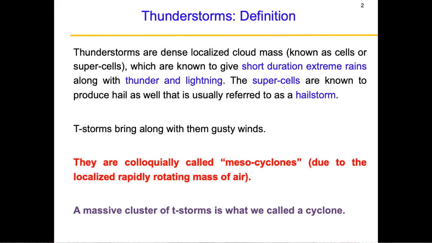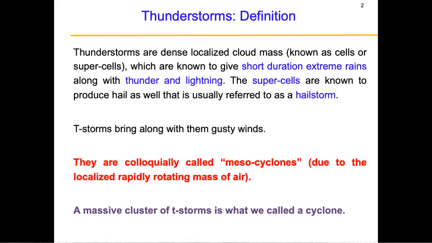And because of this, they are also colloquially called meso-cyclones. The reason we call them meso-cyclones is because they are a very localized, rapidly rotating mass of air, whereas a cyclone is a much synoptic scale system which goes all the way to 500 or thousands of kilometers wide, whereas a mesocyclone extends up to 20, 30, or maximum 50 kilometers. So that is why these are also known as mesocyclones, because they have a very similar imprint to that of a cyclone, because they are highly localized rotating masses of air.